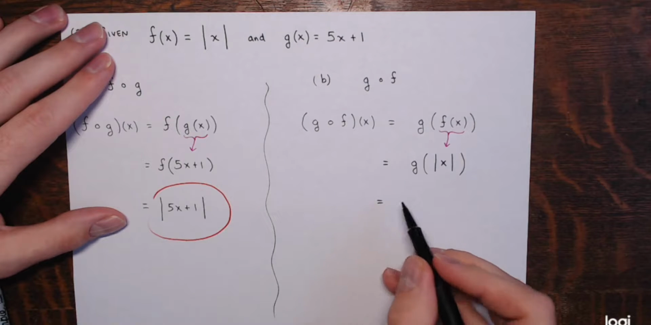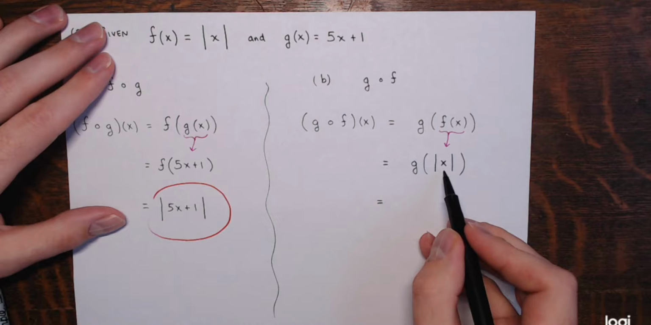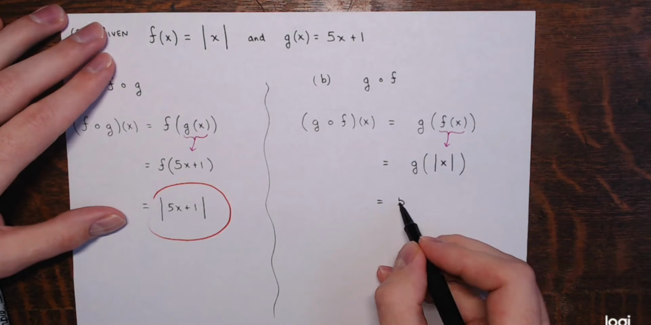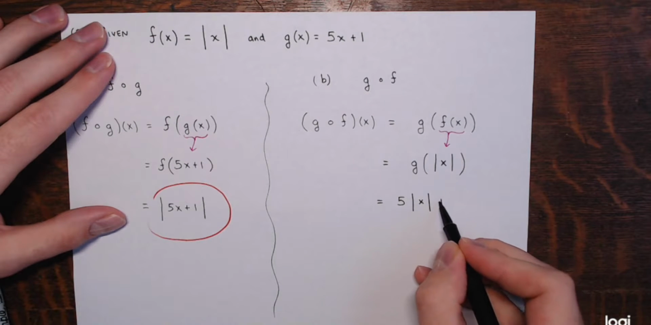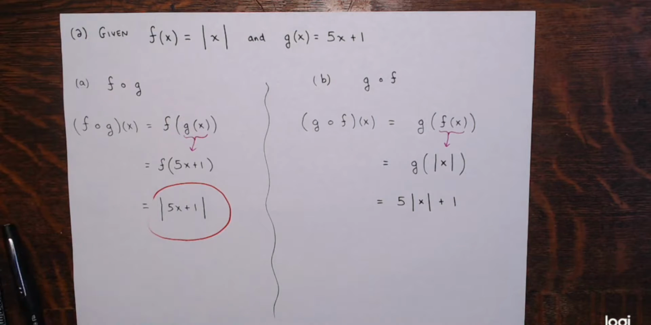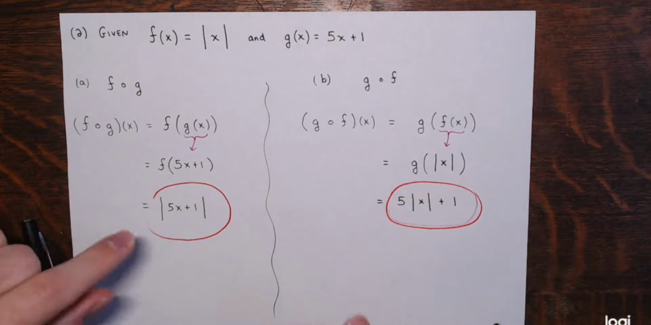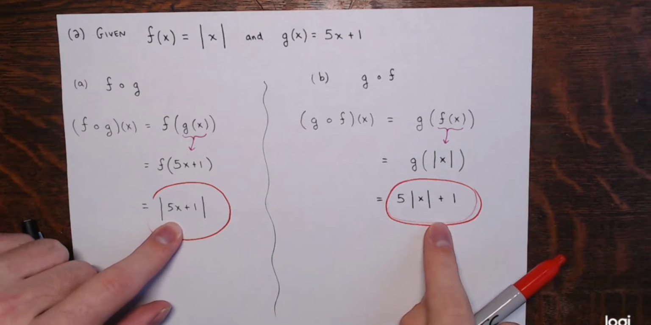So this means go to the function g and replace all the x's, replace all the inputs with the absolute value of x. So instead of 5 times x plus 1, it's 5 times the absolute value of x plus 1. And there you go. And notice again here that these are totally different expressions. They're not the same function.